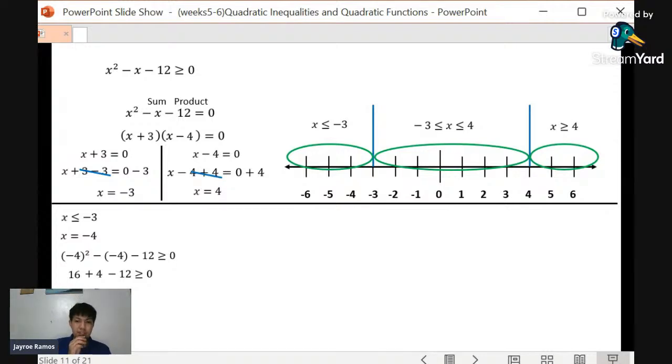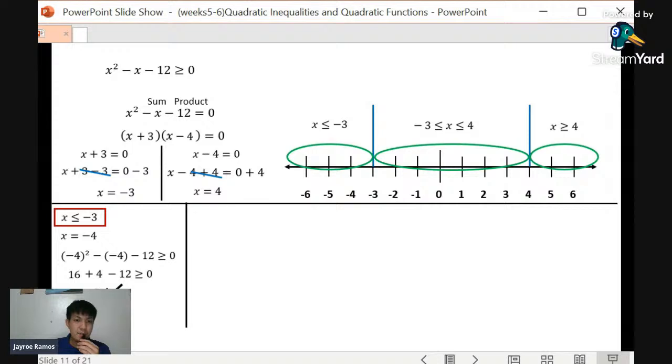Now, let's test. Ang 8 ba is greater than or equal to 0? Of course, the answer here is yes, tama. Obvious naman na ang 8 is greater than or equal to 0. So therefore, yung una nating inequality ay tama. So x is less than or equal to negative 3. Tama po yan. Okay, next.